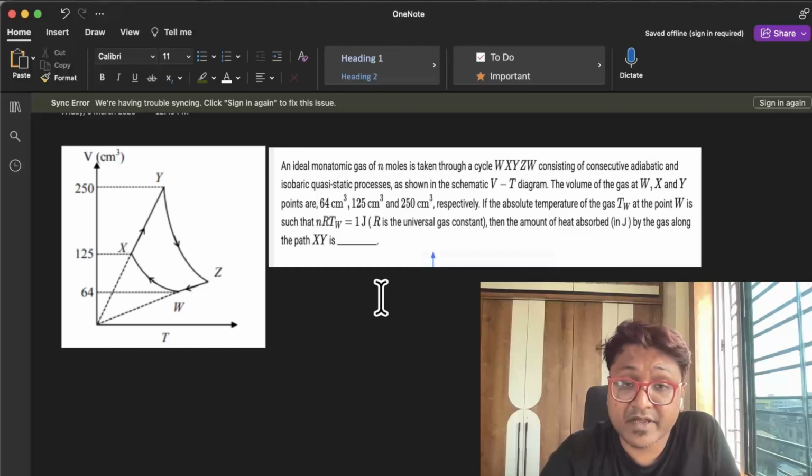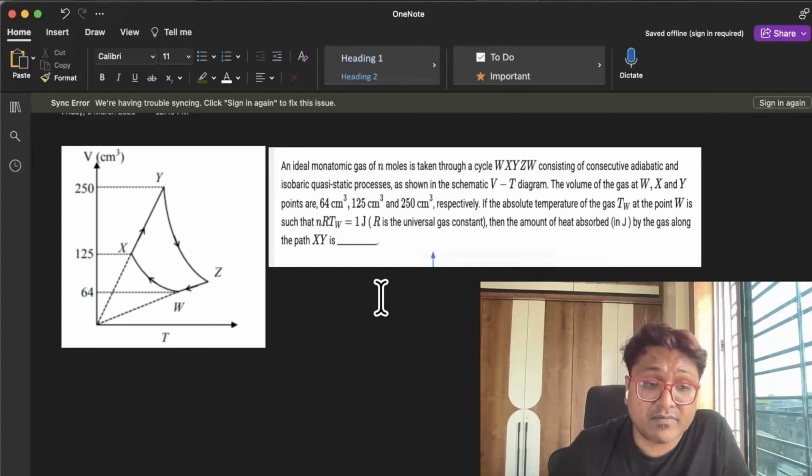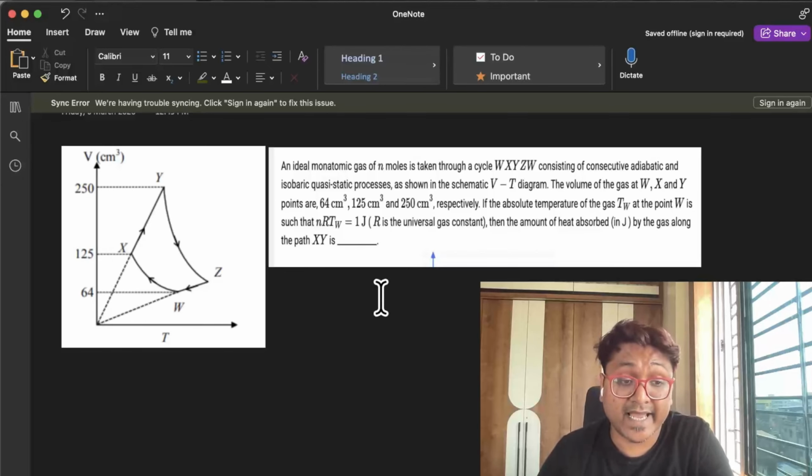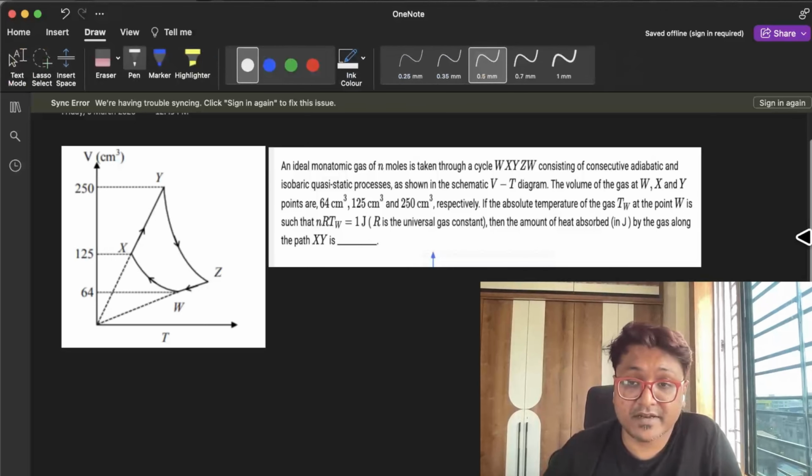One very important thing given here is that if the absolute temperature of the gas is TW at the point W, then nRTW is given to us, that is 1 joule. Now, what they have asked is the amount of heat absorbed in joules by the gas along the path XY. First, since nRTW is given to us, we can easily find the PW and VW product, that is the pressure and the volume at the point W, right? So we can first try to find that.